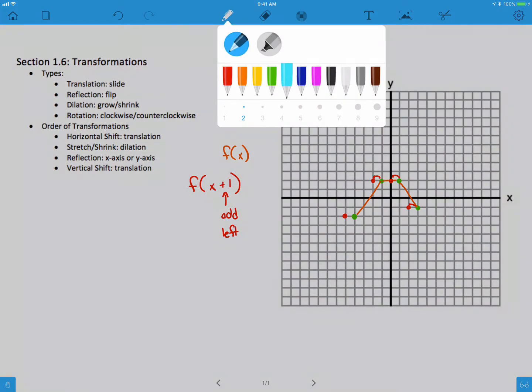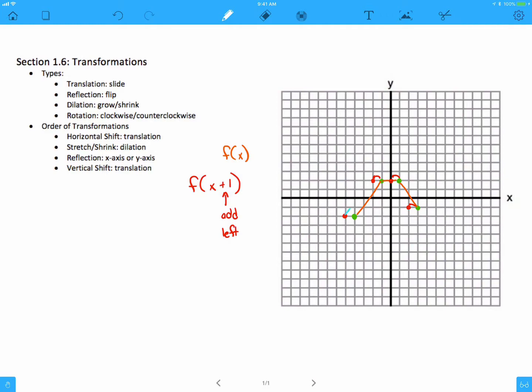And let's graph this now. So I'm going to go up, over, and down. And there's my graph. It's shifted. It's a mirror shift in the graph. That's a translation. It's sliding.